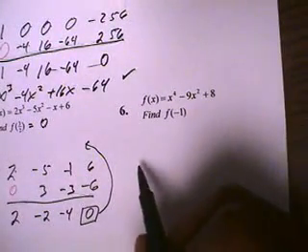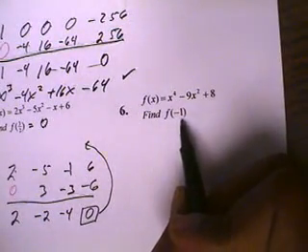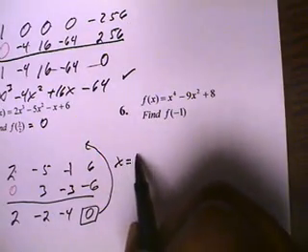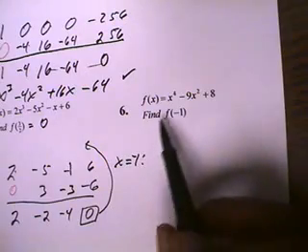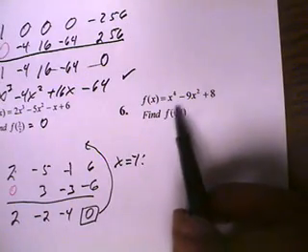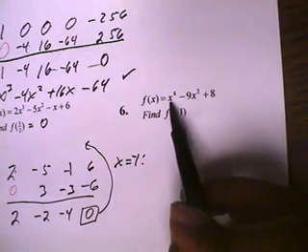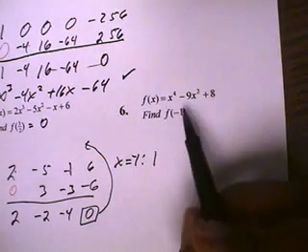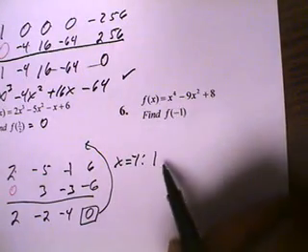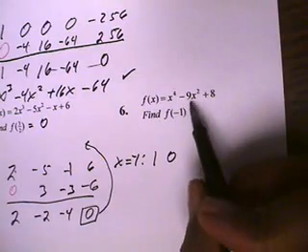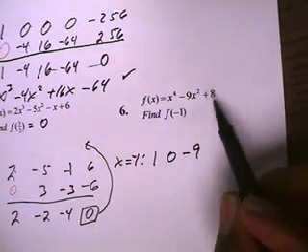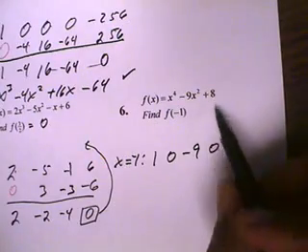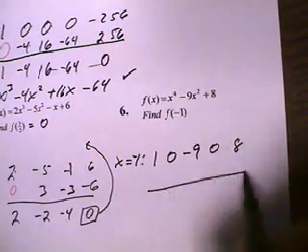Okay, same thing here. Here, our x is negative 1, so I'll put negative 1 here. And then I need all my coefficients. My coefficient for my x to the 4th is 1. My coefficient for my missing x to the 3rd power is 0. My coefficient for my x squared is negative 9. My coefficient for my x, which is missing, is 0. And lastly, my constant is 8.